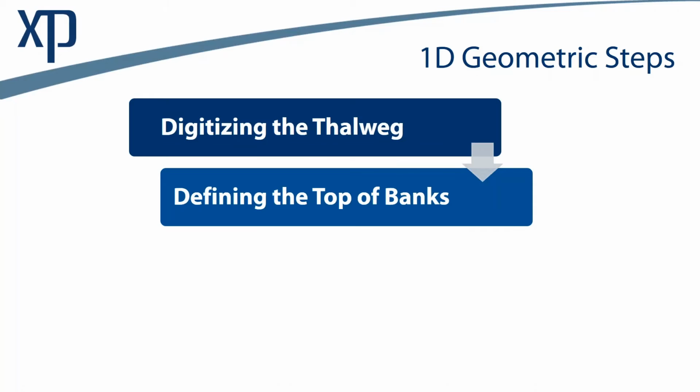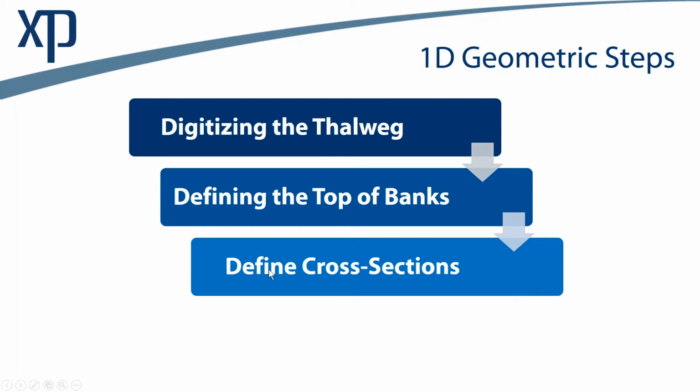Likely defining where those tops of banks are, where the top of bank is from the surface. Maybe our surveyor didn't pick it up. Maybe it's part of an aerial photography. We'd also define cross-sections. And those cross-sections are our interpretation of how water will flow at a uniform elevation.